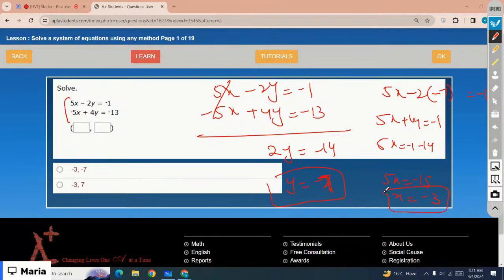The correct option is x equals negative 3. So that means the solution of the system of equations is option number 1, that is negative 3 and negative 7, right? So depending on the equations, you can use any method that would be easy to solve the equations, right?